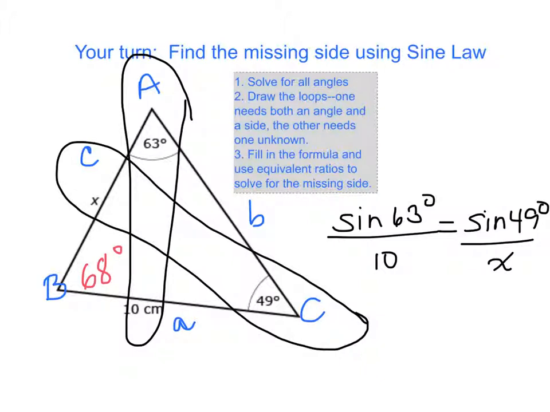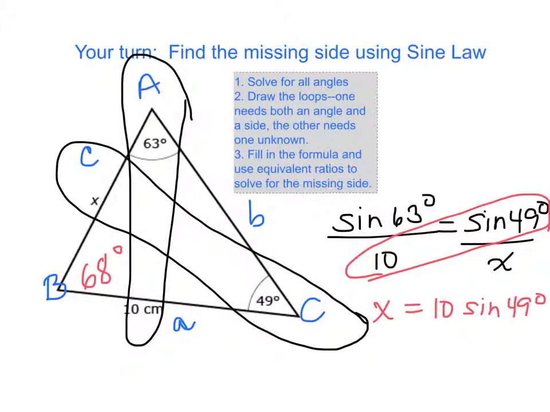Remember, we need our third loop here. Our third loop helps us to build the formula. So that's the 2 we multiply: 10 times the sine of 49 degrees over the sine of 63 degrees. And if you do that correctly, you should get, with rounding, 8.47 centimeters. So there's your second example on how to find a missing side using Sine Law.